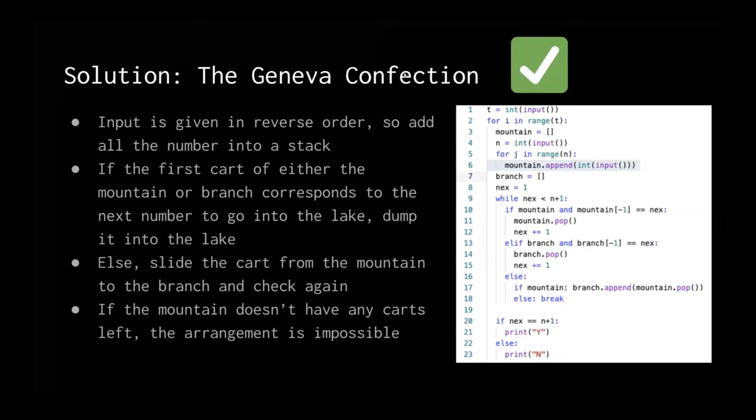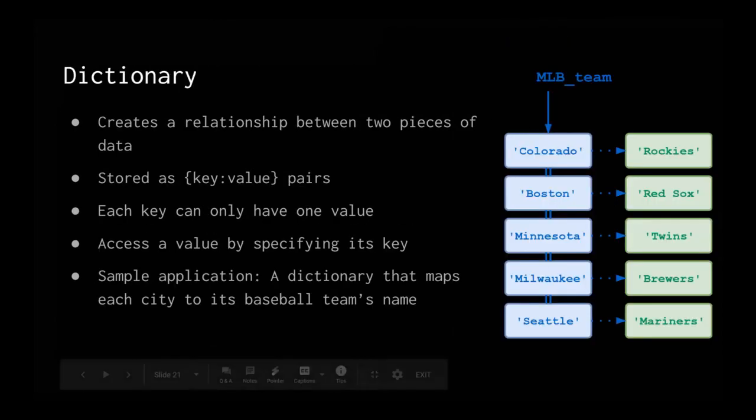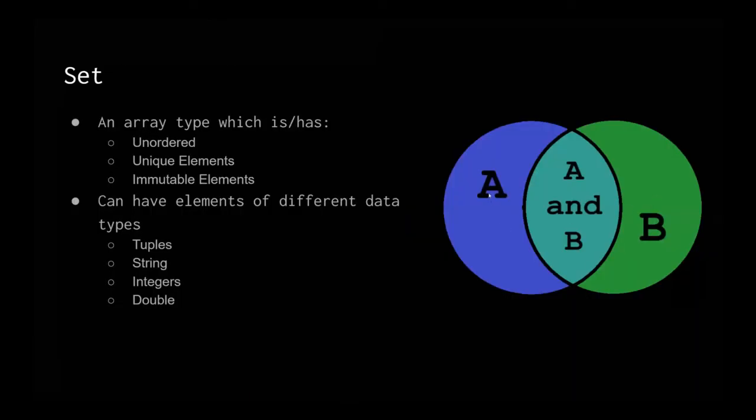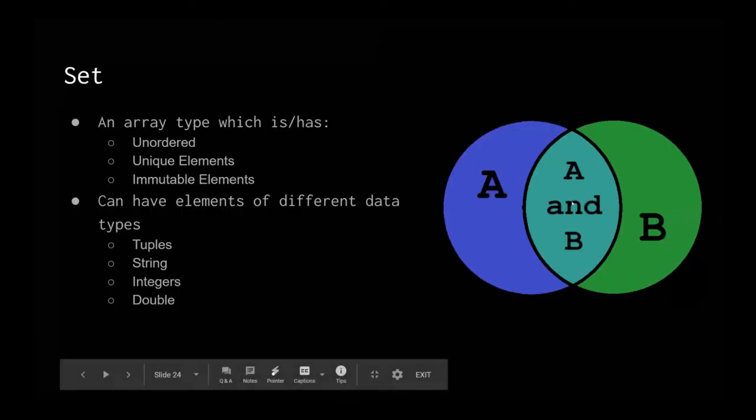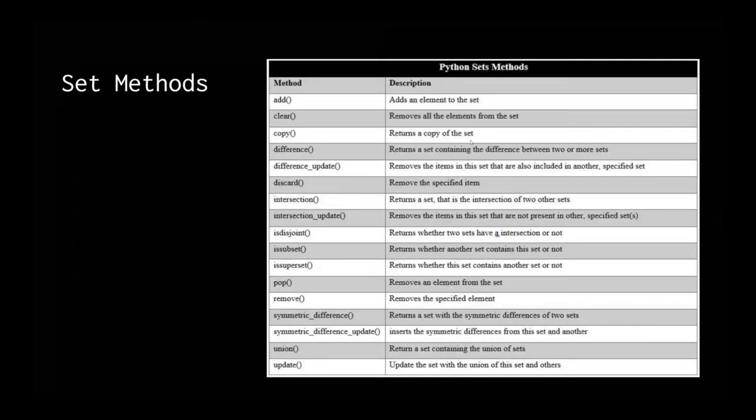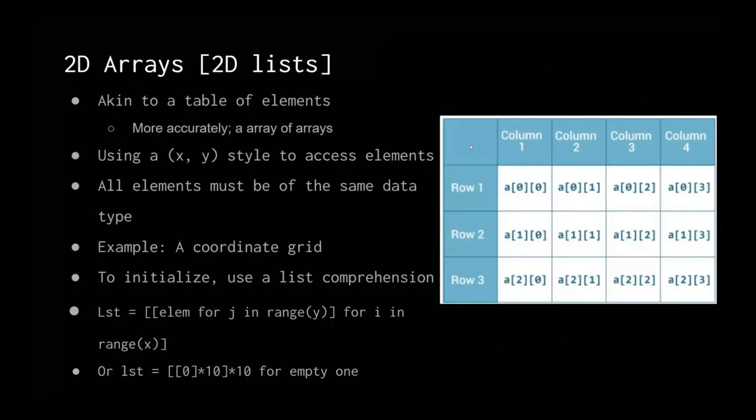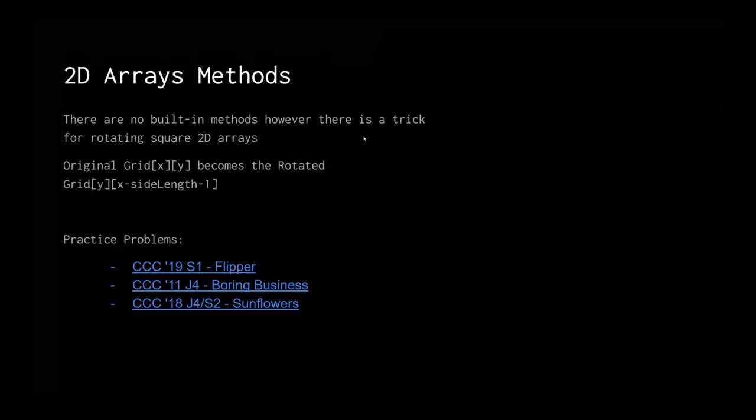Martin probably has a very complicated solution as well, so you can share that if you want. A dictionary is basically kind of like a map that maps one value to another one. And we have a set, which is unordered and has unique elements, and you remove any duplicates that exist. And then you have a 2D array, which is an array of a list of a list, which means that it's like a coordinate grid. And then you can also rotate an array by using math to find some patterns with it. And that's the end of our lesson.